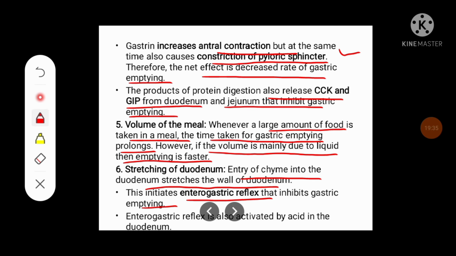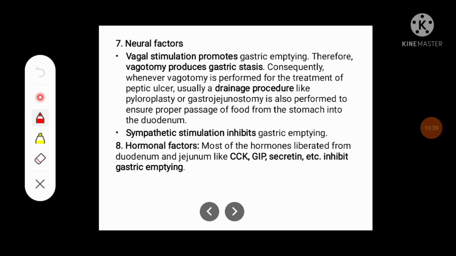Enterogastric reflex is also activated by acid in the duodenum. Neural factors: vagal stimulation promotes gastric emptying. Therefore, vagotomy reduces gastric emptying or produces gastric stasis. Consequently, whenever vagotomy is performed for the treatment of peptic ulcer, usually a drainage procedure like pyloroplasty or gastroduodenostomy is also performed to ensure the proper passage of food from the stomach into the duodenum.